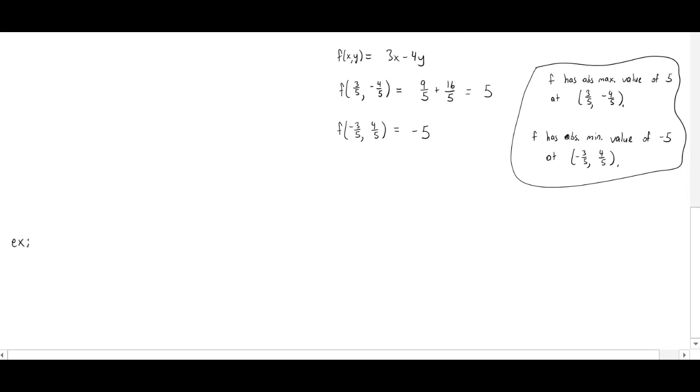Okay, so let's try doing another problem. This one is going to be: find the absolute extrema of the following function, f of x y equals x squared plus y squared minus 3xy.